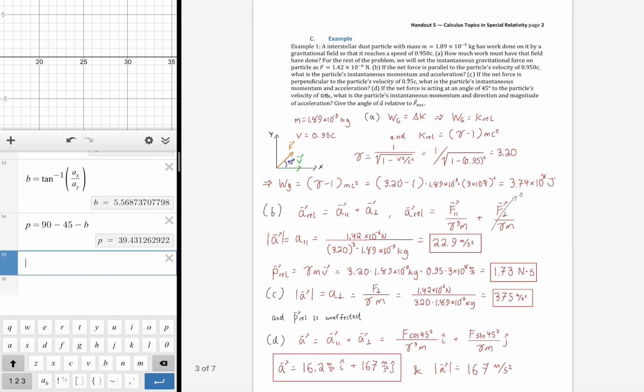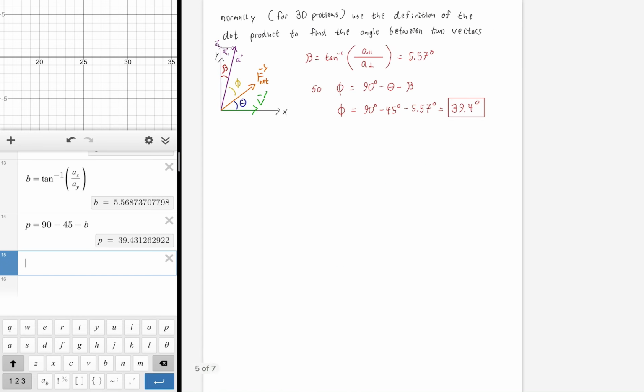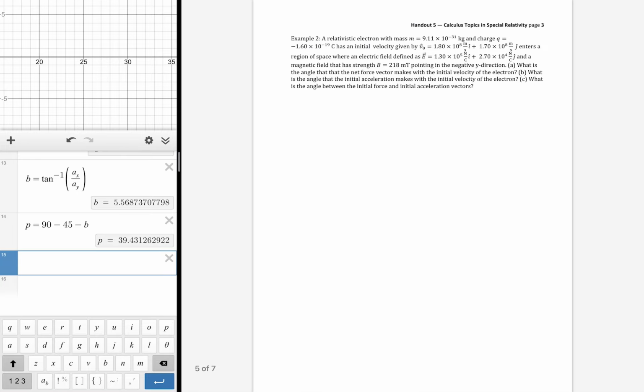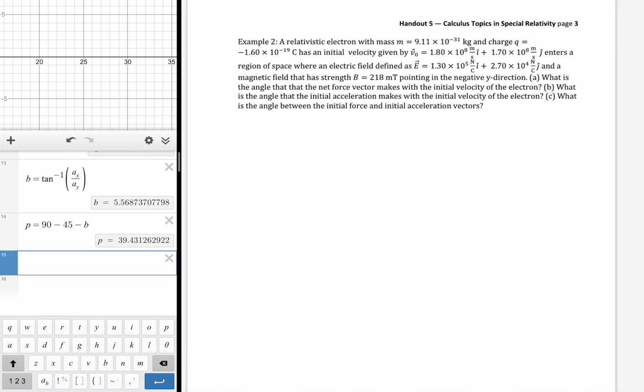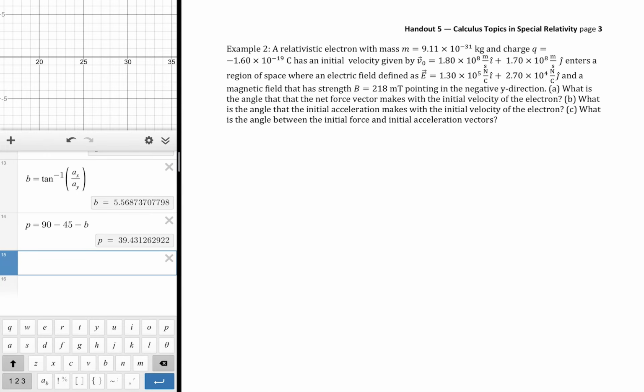So that definitely concludes this problem. I think I've been going for a while, so I'll go ahead and leave the next example as a separate video. The only difference with this one is it's three-dimensional. We've got: what is the angle that the net force vector makes with the initial velocity of the electron, which is just me using the dot product; what is the angle that the initial acceleration makes with the initial velocity of the electron; and what is the angle between the initial force and the initial acceleration vectors?